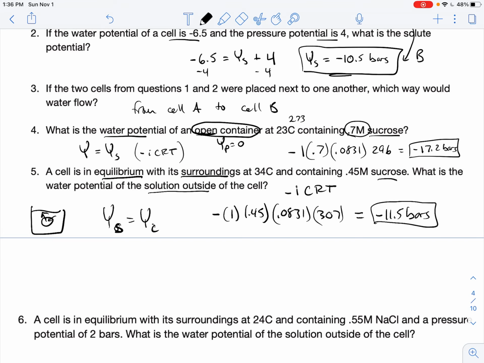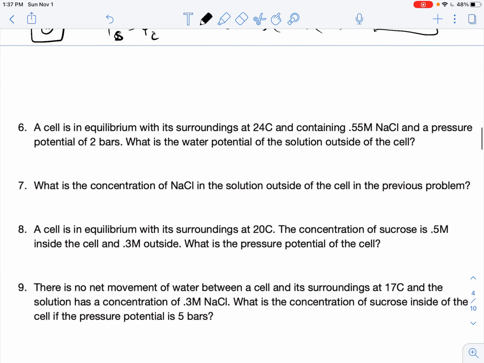So that means inside the cell, the water potential is negative 11.5. If it's in equilibrium with the outside, same thing. In this case, it makes no mention of pressure potential, no mention of a plant cell or cell wall. So we're just going to assume that there is no pressure potential, and that's why they're going to be equal. Next page starts to get a little trickier.